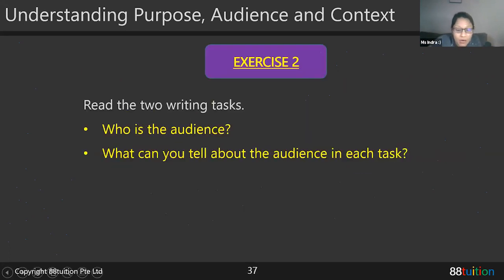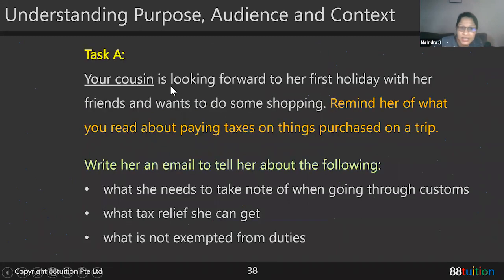Okay, now let's take a look at who is the audience, okay, and then what can you tell about the audience in this. Okay, so these are more realistic kind of situations, right, that we've always been given for our situational writing task. Your cousin is looking forward to a holiday with her friends, wants to do some shopping. Okay, remind her of what you read about paying taxes on things purchased on a trip. Okay, so write an email to tell her what she needs to take note of when she goes through customs, what tax relief she can get, and what is not exempted from duties.